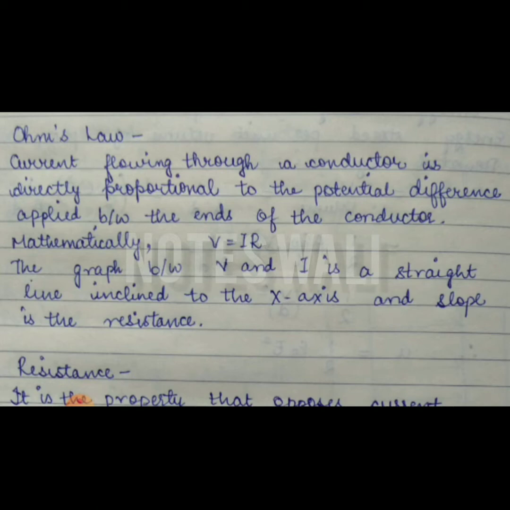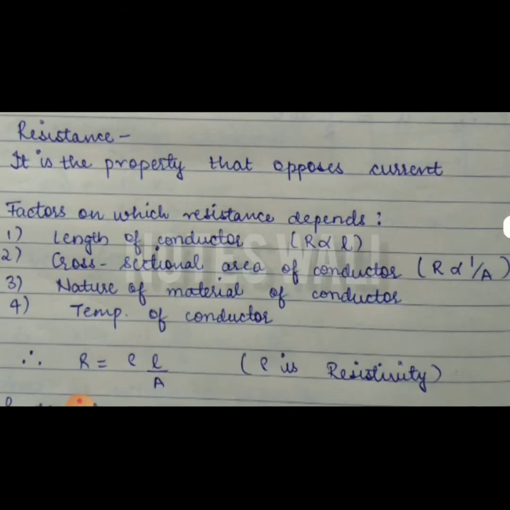Firstly, let's have a look at Ohm's law, which is nothing but V is directly proportional to I, where V is the potential difference and I is the current. The proportionality constant is the resistance here, which is denoted by R. Now looking at resistance, it is the property that opposes the flow of current and its SI unit is ohm, and factors on which resistance depends are mainly 4, and these are length of conductor, cross-sectional area of conductor, nature of conductor and temperature of conductor.